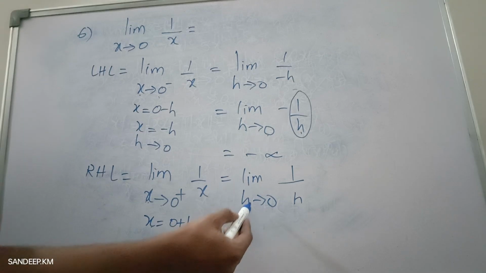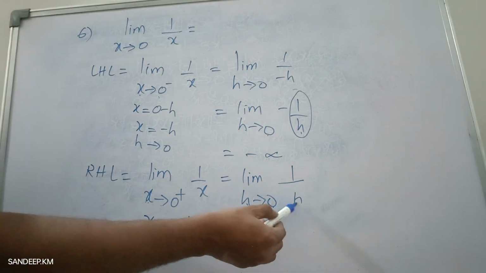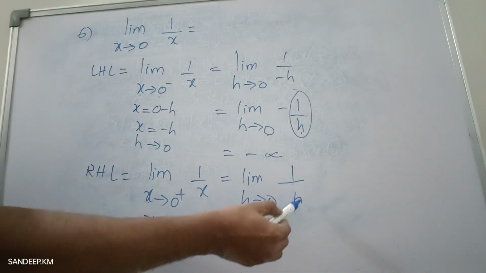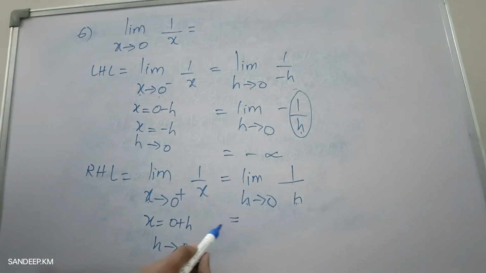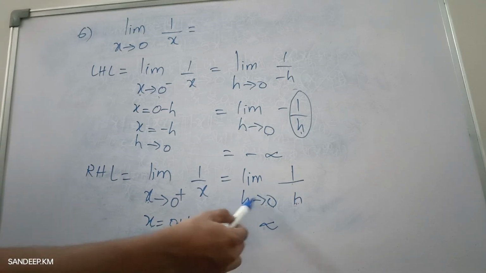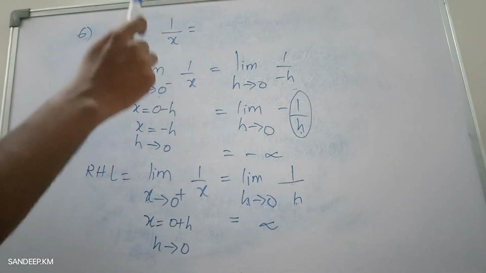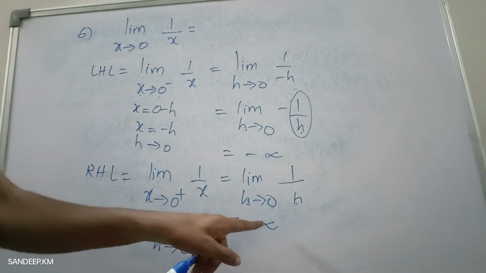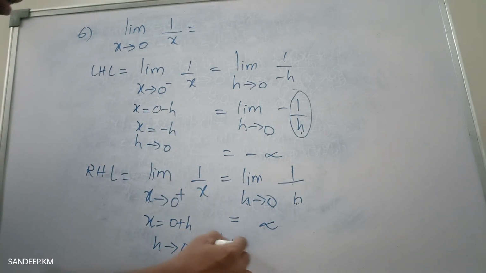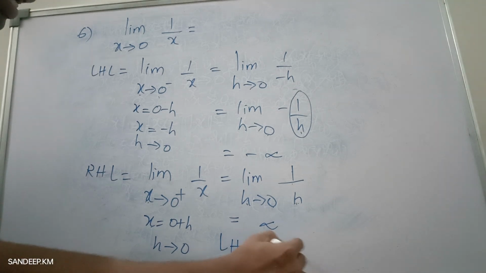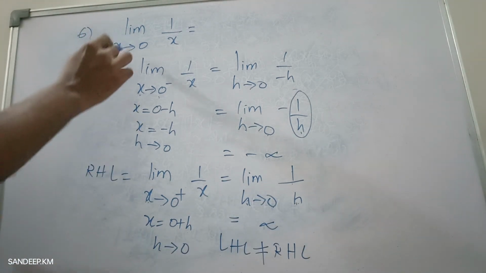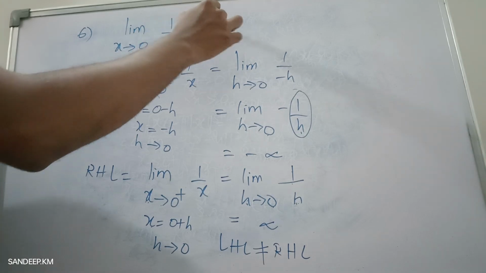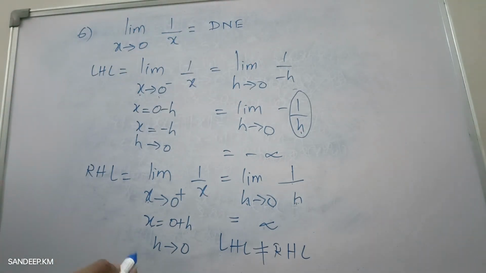And dear students, when h is approaching 0, 1 divided by 0.0000 and so on, it is infinity. Correct or not? Plus infinity. When h is approaching 0, then 1 by h approaches infinity. So please observe one thing. The left hand limit is minus infinity and the right hand limit is plus infinity. And left hand limit is not equal to right hand limit. Therefore, dear students, limit x approaches 0, 1 by x does not exist. Okay now.